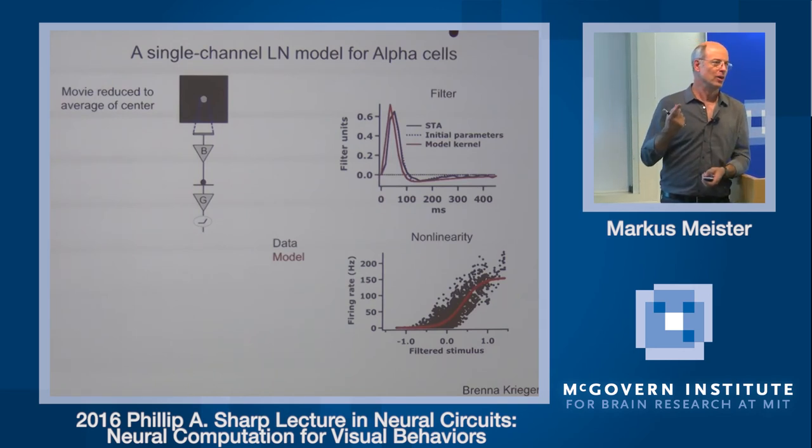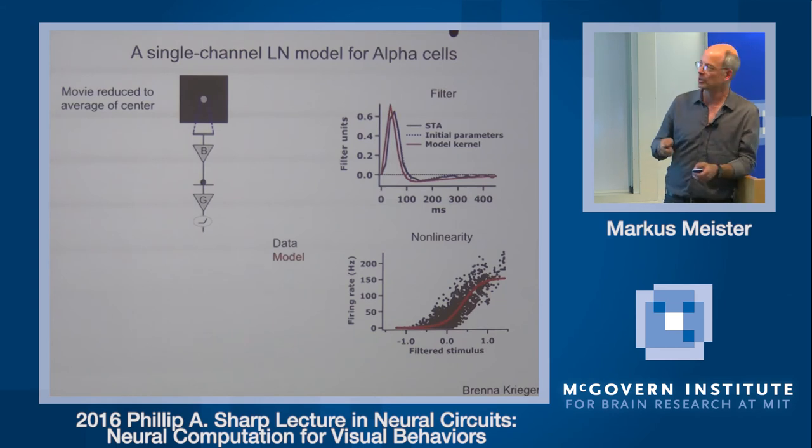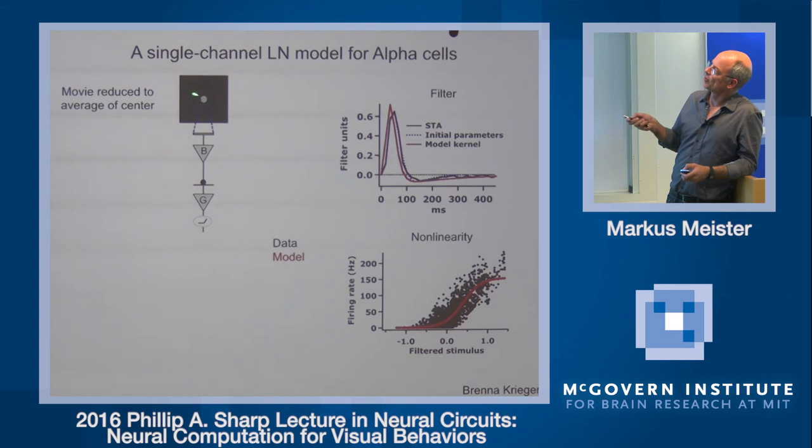In particular, we know we only have to pay attention to one variable as a function of time, namely the average intensity in the center. We can completely ignore spatial processing. And so let's do that. Let's try to predict the firing rate from that one variable.